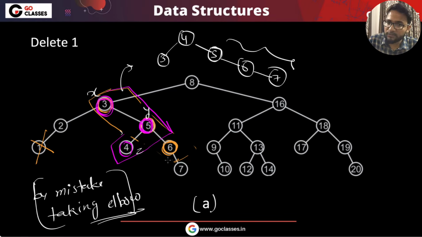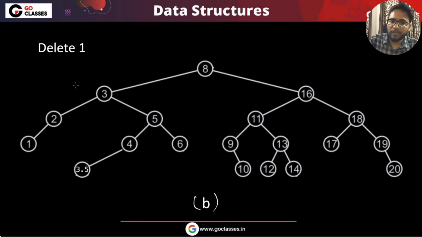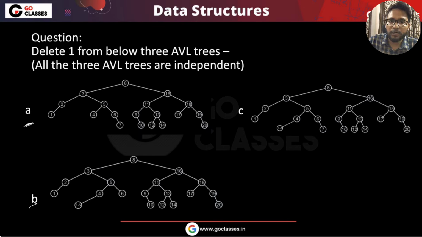Because this was having the higher height. 6 was having the higher height, right? I hope that is fine to everyone. Now let's do example B. Okay, so there are I think 3 cases, A, B and C. So now let me do B.